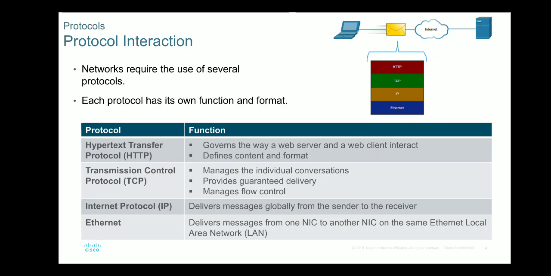Now we come to the Internet Protocol. The Internet Protocol is responsible for delivering the message globally from the sender to the receiver. That means if you want to send a message from your local network to a remote network or to the internet, the Internet Protocol is responsible for delivering the message to the remote network or internet.